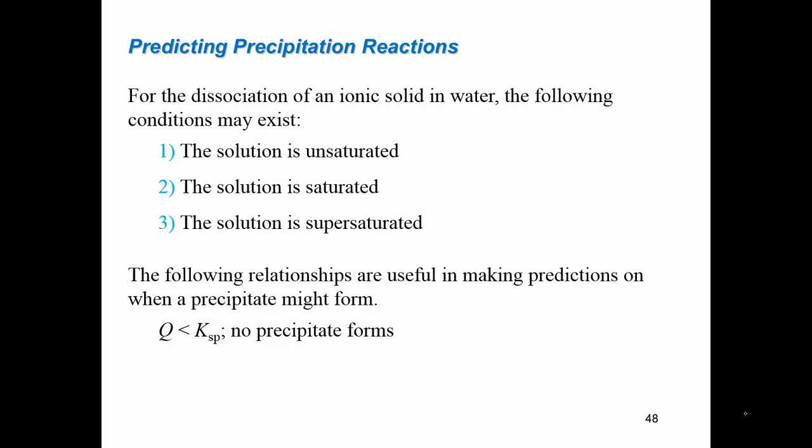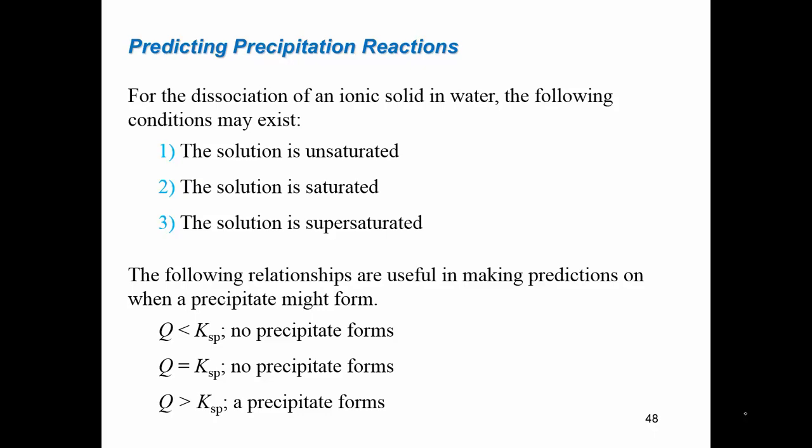Now, remember the Q value, just like in the last chapter, is based on some specific conditions. If Q is less than KSP, there will be no precipitate because a few more ions can be fit into the solution. If Q is equal to KSP, again, no precipitate will form. Q must exceed KSP in order for the precipitate to form.